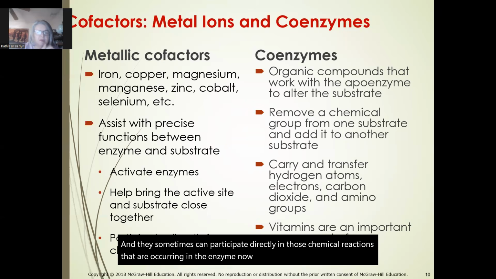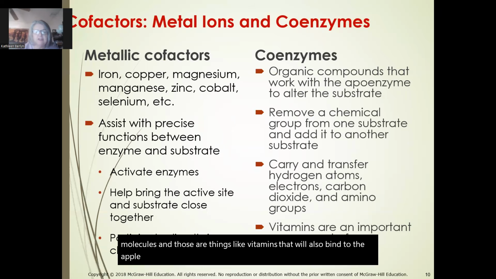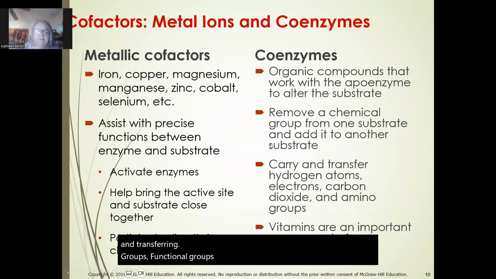Now, coenzymes are very similar, except they are organic molecules, and those are things like vitamins that will also bind to the apoenzyme to form the holoenzyme. They often are important for carrying out and transferring hydrogen atoms and electrons, carbon dioxides, and amino groups. So they're often involved in carrying and transferring functional groups, and so they're important parts of the cell.